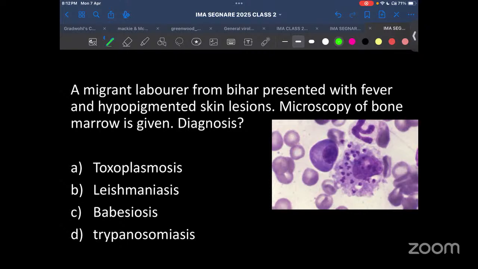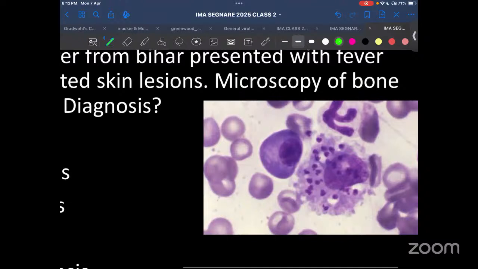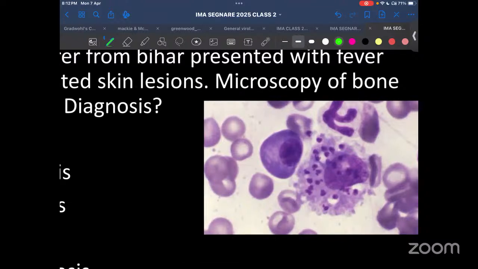The question is: a migrant laborer from Bihar presented with fever and hypopigmented skin lesions. Microscopy of the bone marrow is given. What is the diagnosis here? What is this picture that is given here?